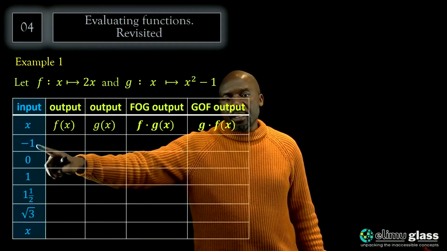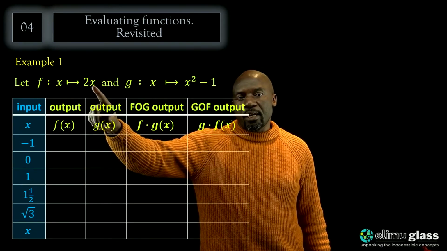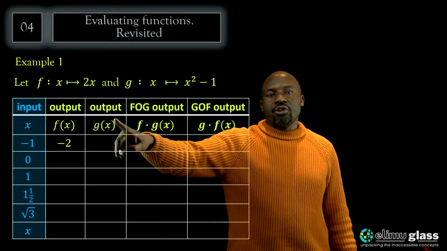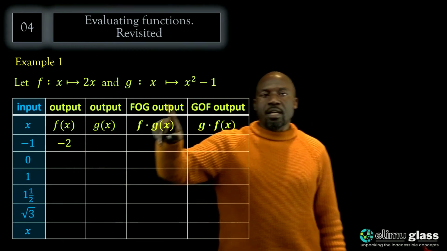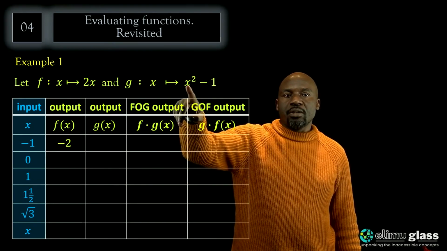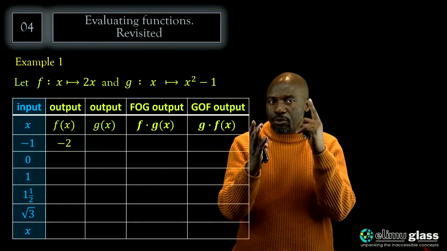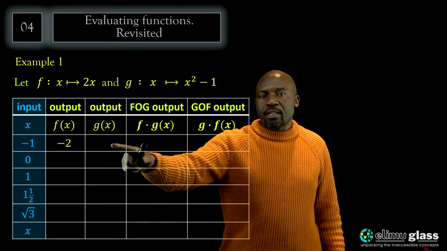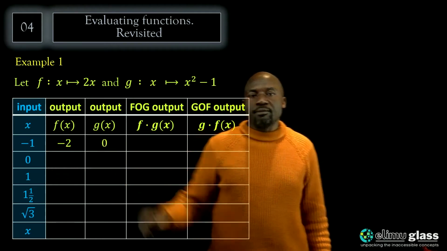So when x is negative 1, what is f of x? Well, we put negative 1 there. We should get negative 2. And what's g of x when x is negative 1? We take negative 1 and put it in the function g. So negative 1 squared, that's negative 1 in brackets squared, is positive 1. So 1 minus 1 is 0. We would expect the value of g of x to be 0 for an x value of negative 1.